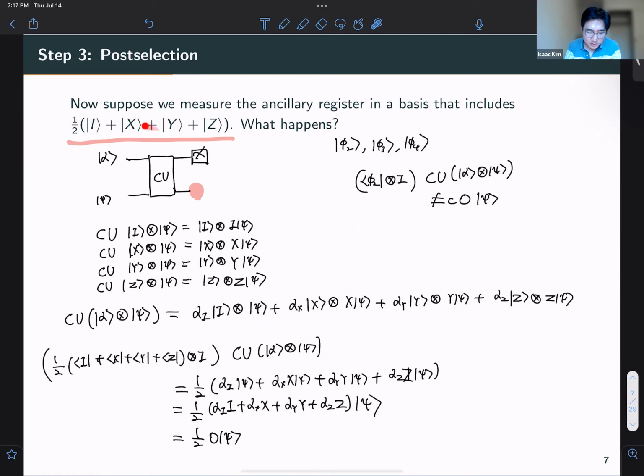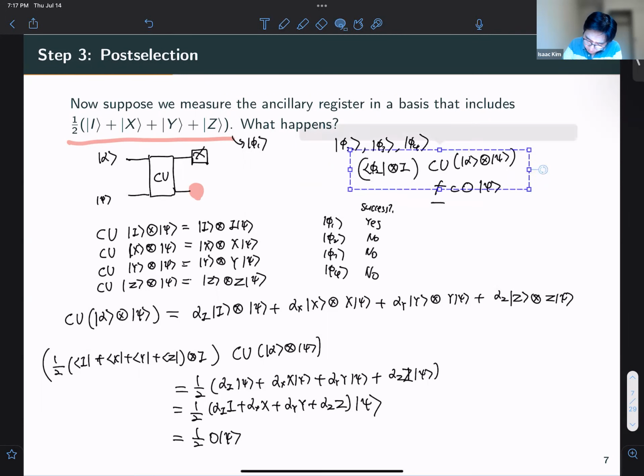And to be clear, this is not an alpha state. This is another state. I'm just saying that there are four possible measurement outcomes. I'm going to call them phi 1, phi 2, phi 3, phi 4. There are four possible measurement outcomes, and we can ask whether each is a success or not: yes, no, no, no. And we can ask what's the probability of each measurement outcome.